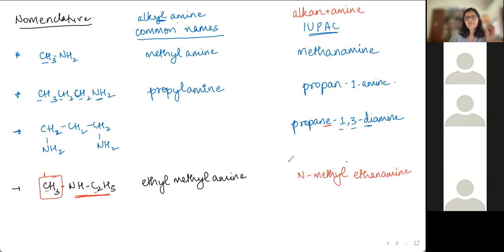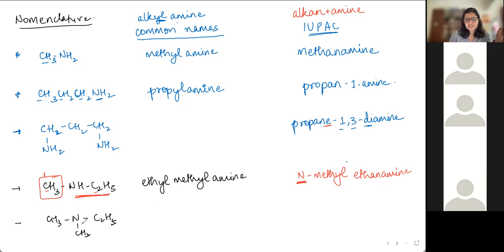Okay. So if it is a tertiary one, there's two of them. For example, if I have CH3, N, CH3, and let's say C2H5. So ethyl dimethylamine, the common name will be the same thing. When it comes to the IUPAC name, do you want to give it a try? Same rules apply, just that the prefix becomes N instead of the position number, to indicate that it's attached to the nitrogen atom.